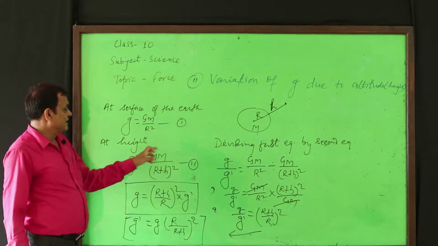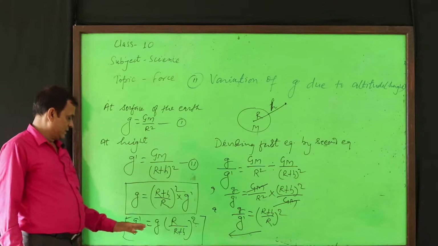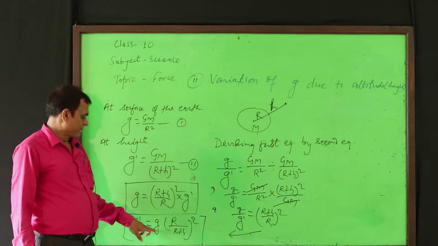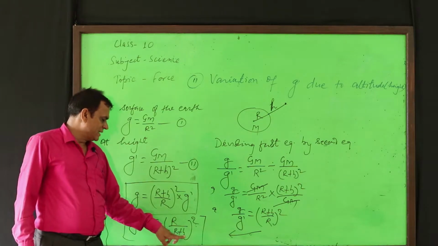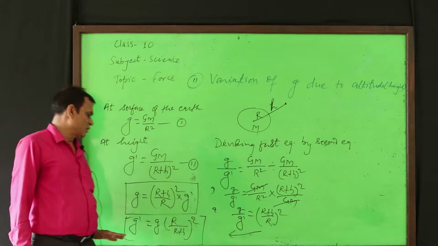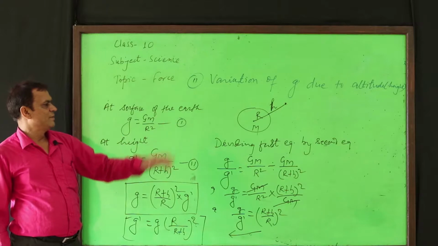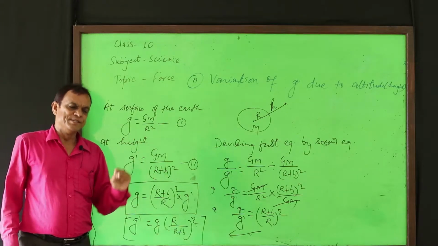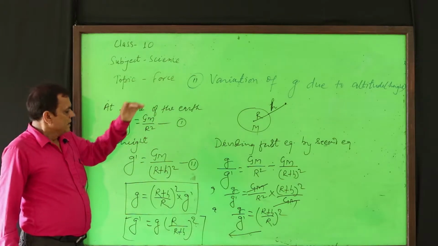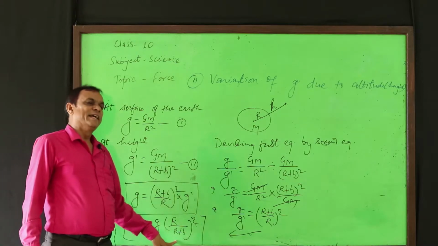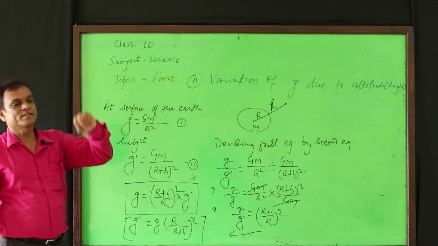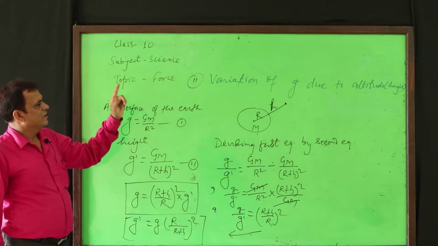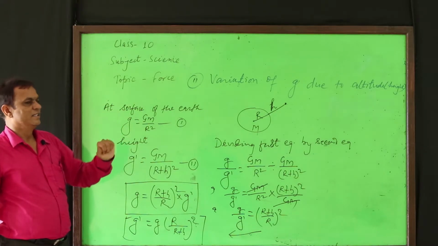If capital G and capital M are not given, but we have the value of small g on the Earth's surface and the radius and height above Earth's surface, we can use this formula to find the acceleration due to gravity above the Earth's surface. It means that if we go up above Earth's surface, variation of g occurs there.